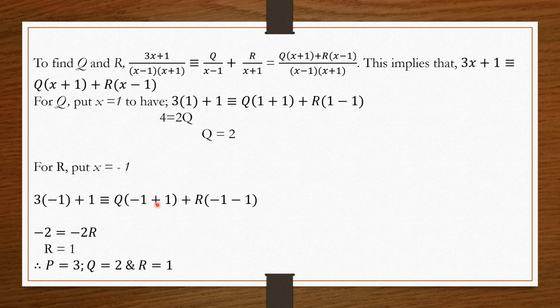For minus 1 plus 1, here is 0. Multiply it, you have q to be 0. So here q is eliminated. So here I have minus 3 plus 1, which gives us minus 2. Divide both sides by minus 2, you have your r to be 1. So our r is 1.